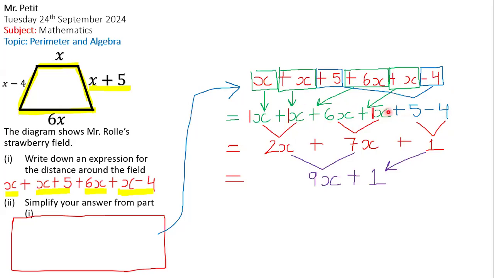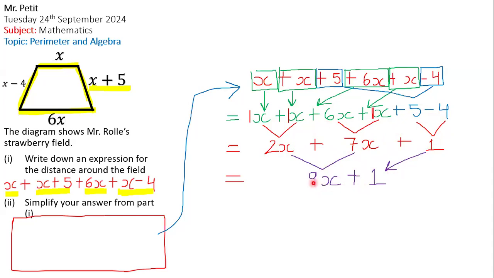Okay. So now that we have all of the X's together and all the numbers together, we're going to work on the X's. What is 1X plus 1X? 2X. What is 6X plus 1X? 7X. What is 5 minus 4? 1. Just 1, because remember, it doesn't have X on it. So just 1. And then 2X plus 7X is 9X. And then we bring down the 1 and it's 9X plus 1.